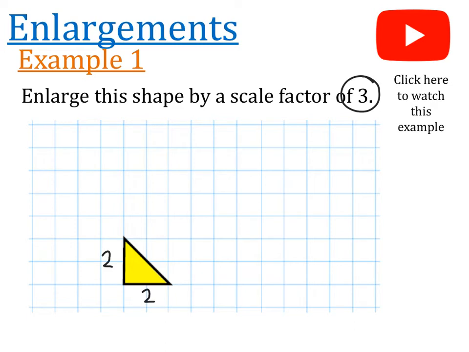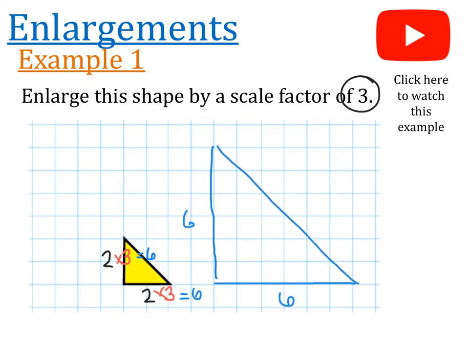So it's by a scale factor of 3. So this side is going to get 3 times bigger, and this side is also going to get 3 times bigger. So I'm going to make a triangle where the base is 6 and the height is also 6. So here we go. 1, 2, 3, 4, 5, 6, and 1, 2, 3, 4, 5, 6. So now the base is 6 and the height is 6, so I can join those up. Okay, all done.